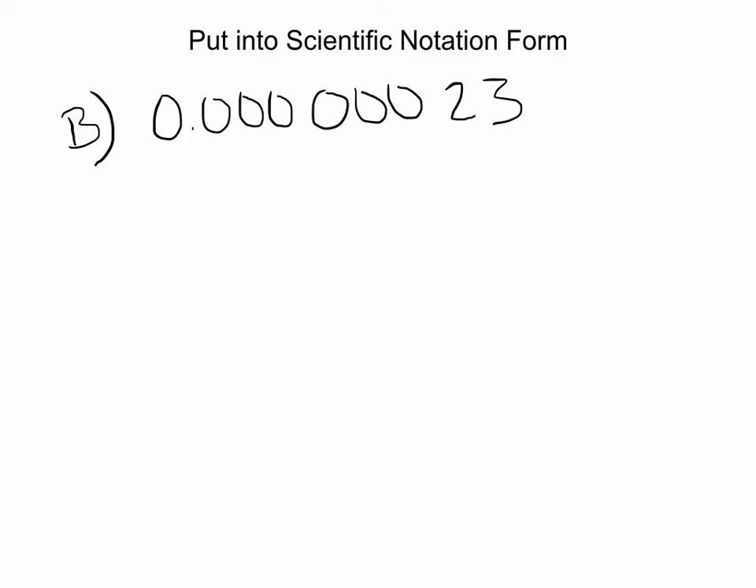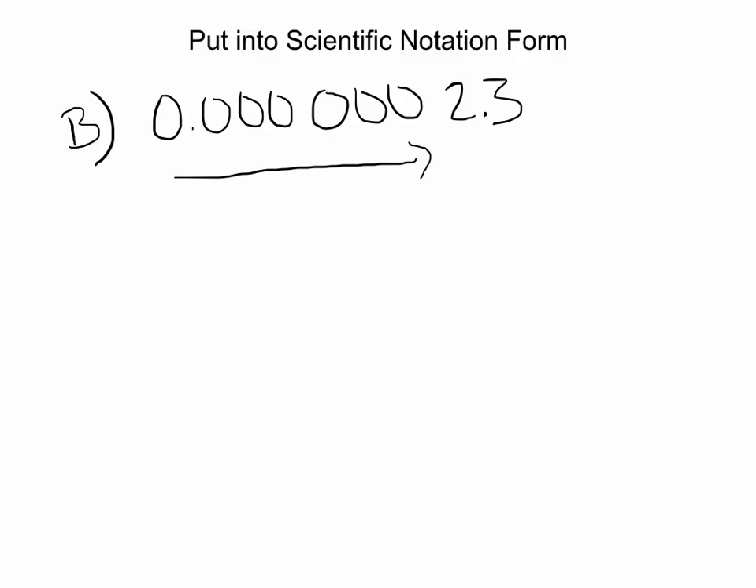Here we're working with a very small number that's goofy. And we're going to put it into scientific notation form so it's easier to read. This time though, we're going to be moving the decimal to the right. We want just one digit before the decimal. So we're going to put it right here.